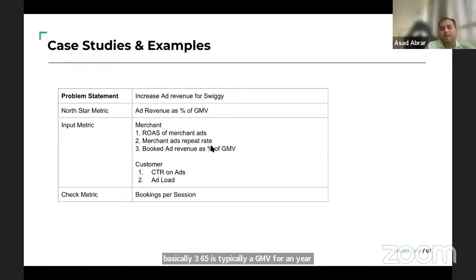Okay. Merchant ads repeat rate. Yes, typically, if you look at merchant ads, okay, does that answer the question?